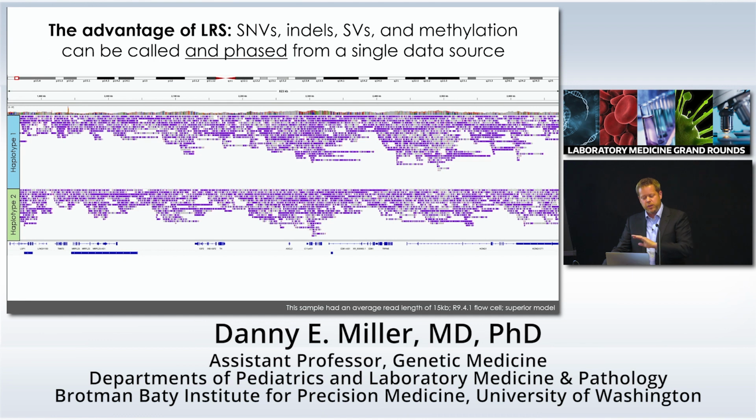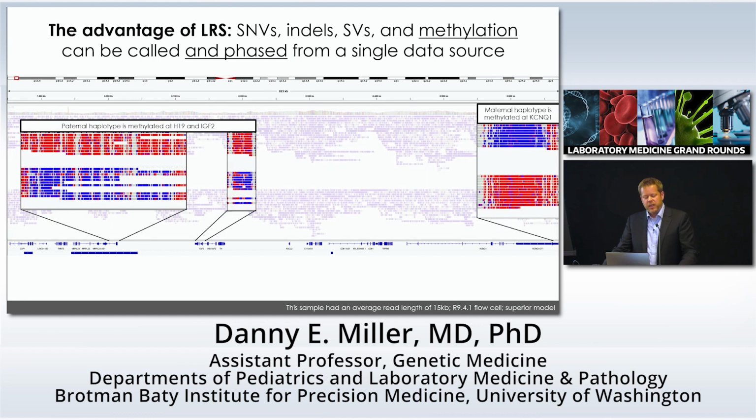The point is, though, that you get phasing throughout the region, and then you can look at phased methylation also. So you can see the pattern that you expect. The paternal haplotype is methylated at the two imprinting centers here, so it's red, whereas the maternal haplotype is methylated here at KCNQ1. This is all from a single DNA experiment, right? This is a couple micrograms of DNA sequenced for 3 days and then run through kind of a standard pipeline. And think about how many experiments in the past you had to do to get this level of information.